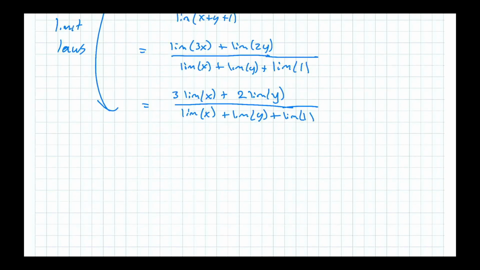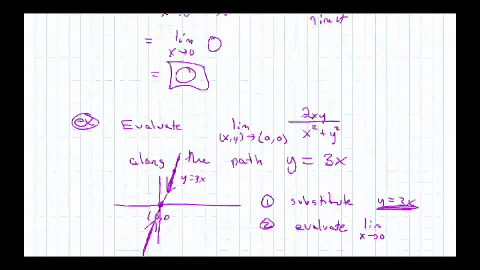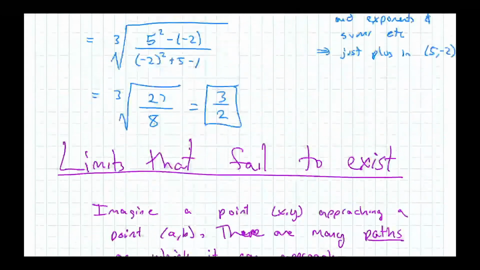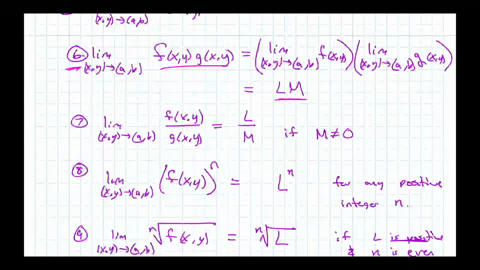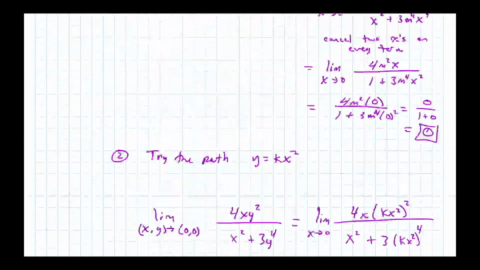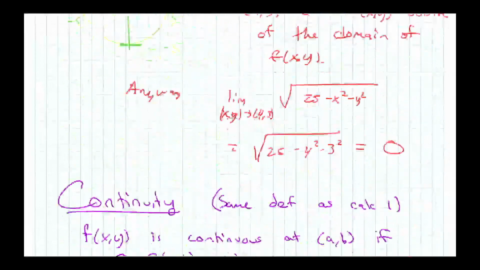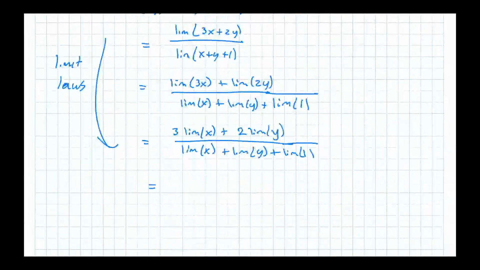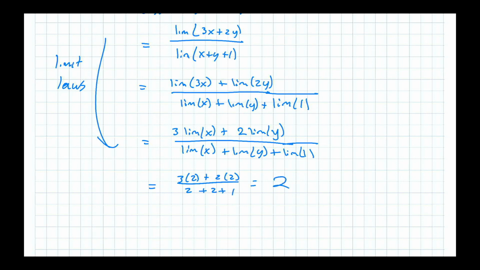And finally, you can actually just evaluate these limits because you just plug in the two at this point, because specifically you have a rule, however many pages ago, way up here, that says you can just plug in the numbers if it's just an x or just a y. So at this point, the limit laws themselves say you can just plug it in. So 3 times 2 plus 2 times 2 over 2 plus 2 plus 1. And that's going to be the same as it was before.